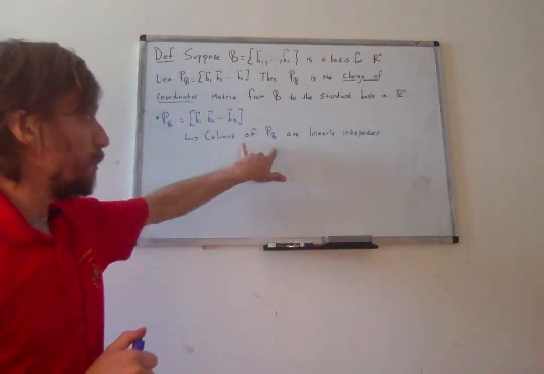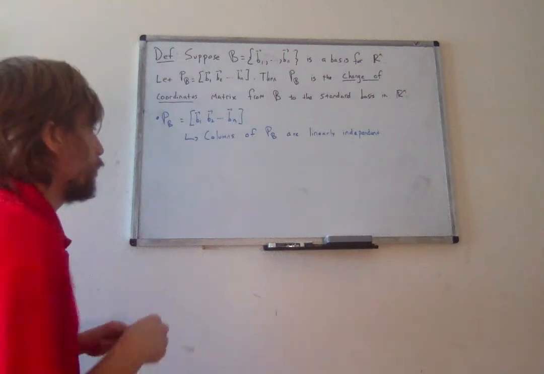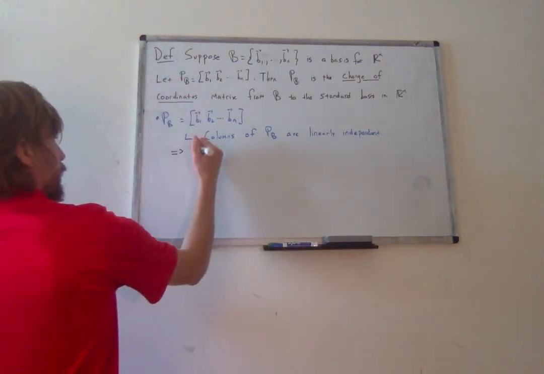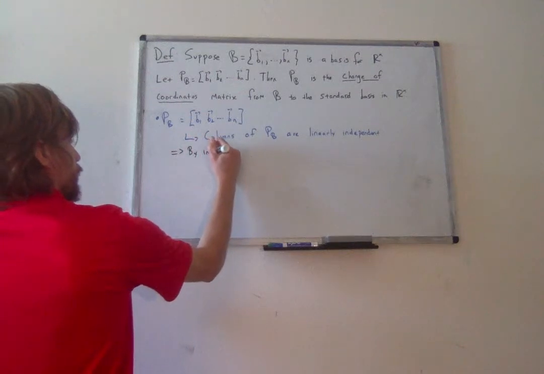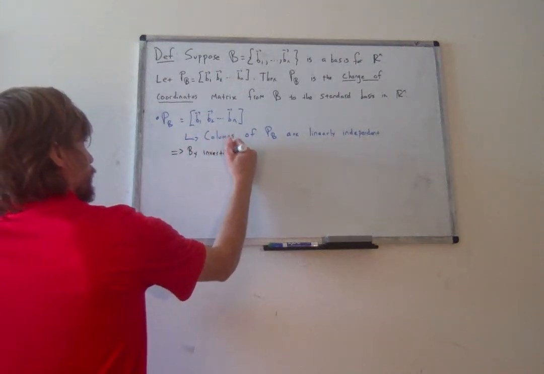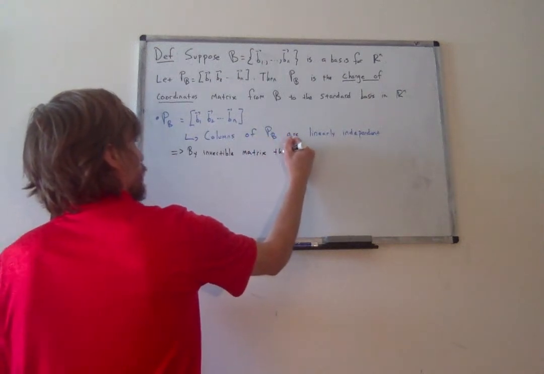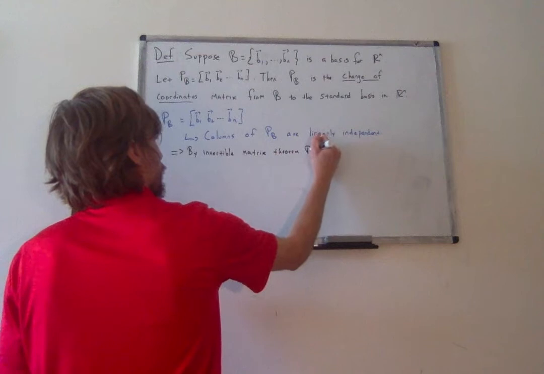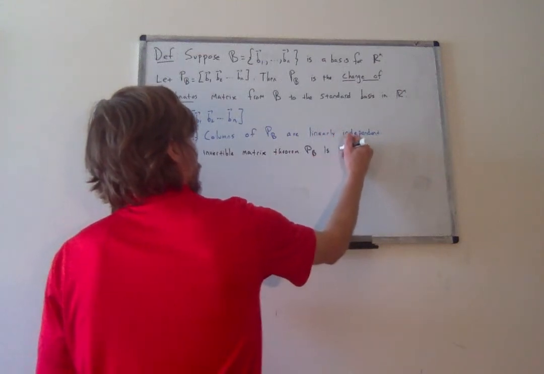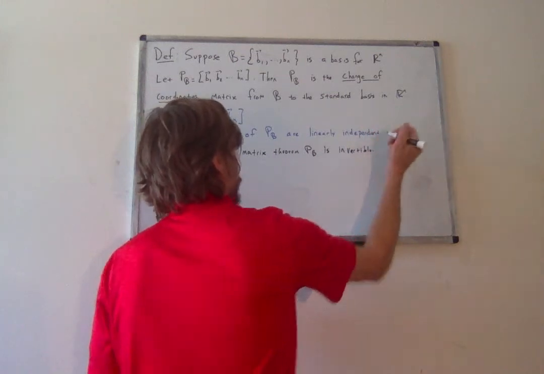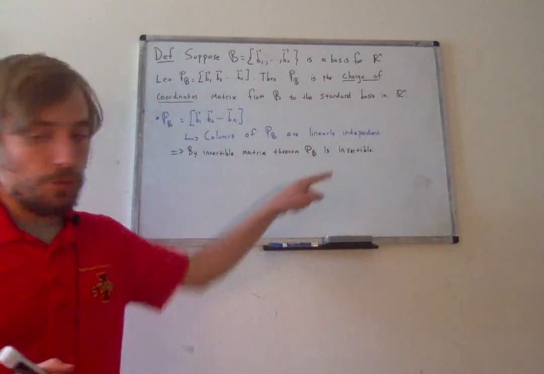And so that actually just immediately implies that P sub B is invertible by the invertible matrix theorem. So this implies, by the invertible matrix theorem, because P is a square matrix with linearly independent columns, P sub B is invertible. So what does this mean?